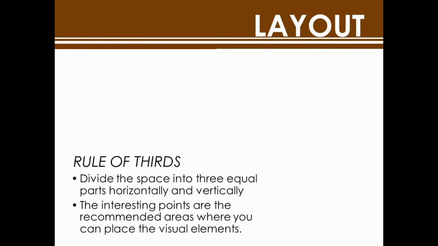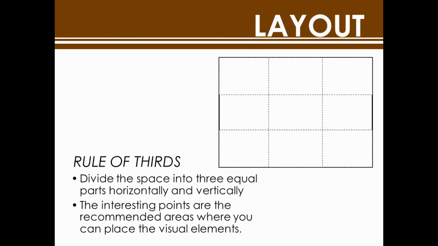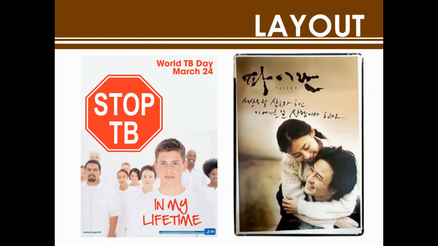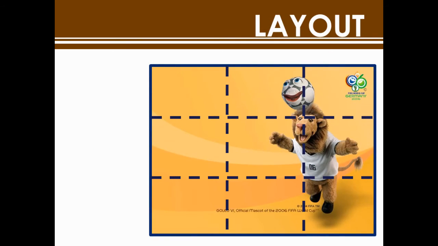The last type is called the rule of thirds layout. In this layout, we divide the visual space into 3 equal parts horizontally and vertically. Look at the points where the lines intersect. These are the areas that we can place the visual elements. Here are some examples of the rule of thirds layout. Notice the difference between this layout and the 1/3, 2/3 layout. Take note that in this layout, elements are placed in the points of intersection.